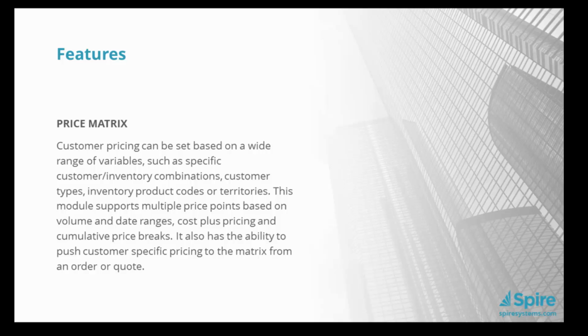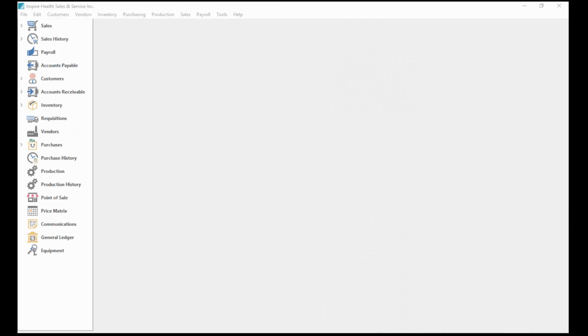Price matrix. Customer pricing can be based on a wide range of variables such as specific customer/inventory combinations, customer types, inventory product codes, or territories. This module supports multiple price points based on volume and date ranges, cost plus pricing, and cumulative price breaks. It also has the ability to push customer-specific pricing to the matrix from an order or a quote. So the price matrix allows you to set prices for a customer in many different ways.